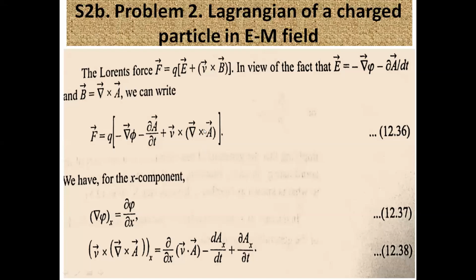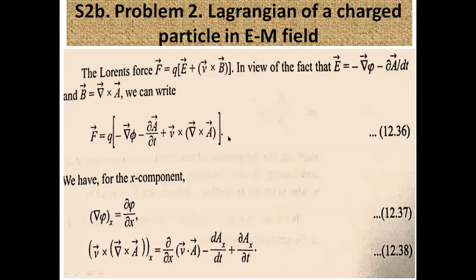So substituting the expressions for E and B in the Lorentz force expression, we get equation 12.36. As I said, these slides have been taken from my book on mathematical physics. So equations are not 1, 2, 3, 4. In fact, this belongs to chapter 12 and equation number 36.